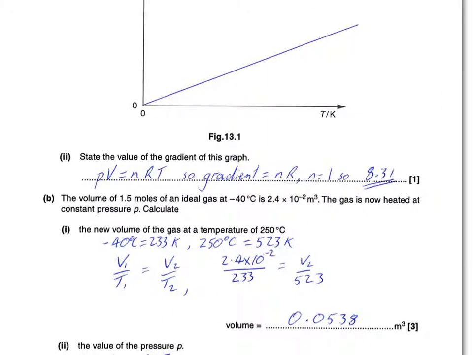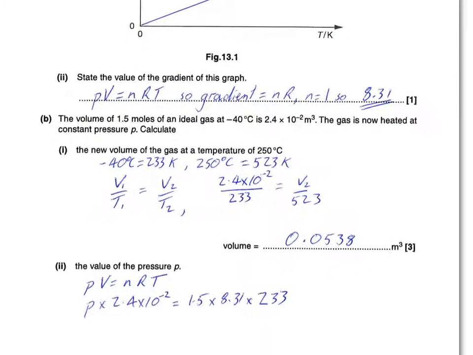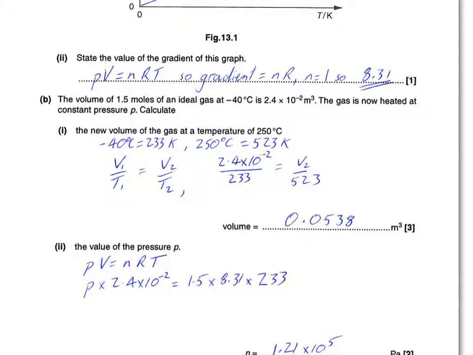So the volume of 1.5 moles of an ideal gas at minus 40 degrees is 2.4 times 10 to the minus 2. The gas is now heated up at a constant pressure, P. Calculate the volume of the new gas. So what I've got here is constant pressure. I've got Charles' law. I can think in terms of V1 upon T1 is V2 upon T2, and that's fine as long as I get my temperatures into Kelvin. So minus 40 is 233, 250 degrees is 253.